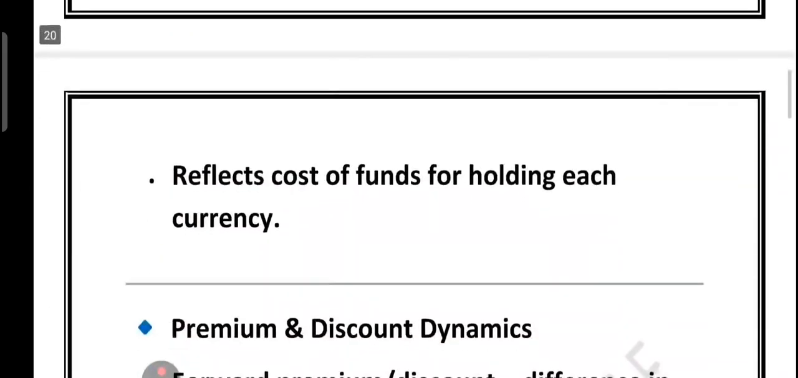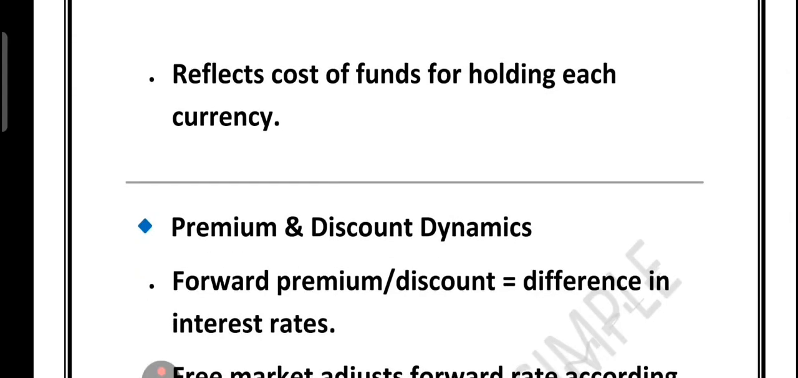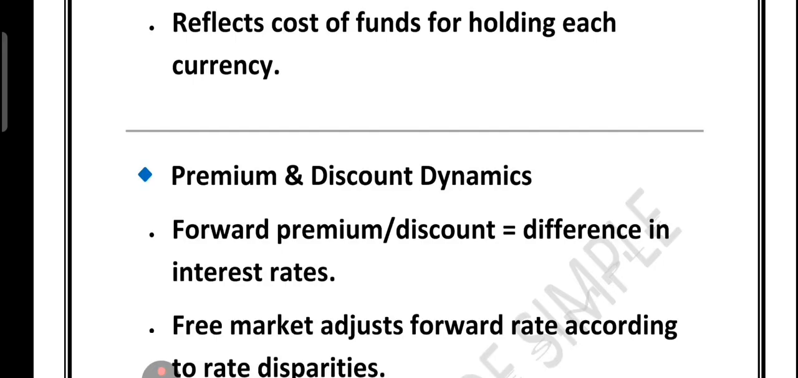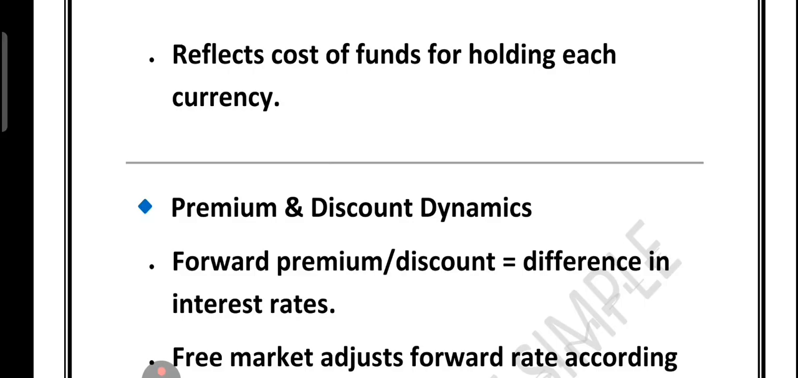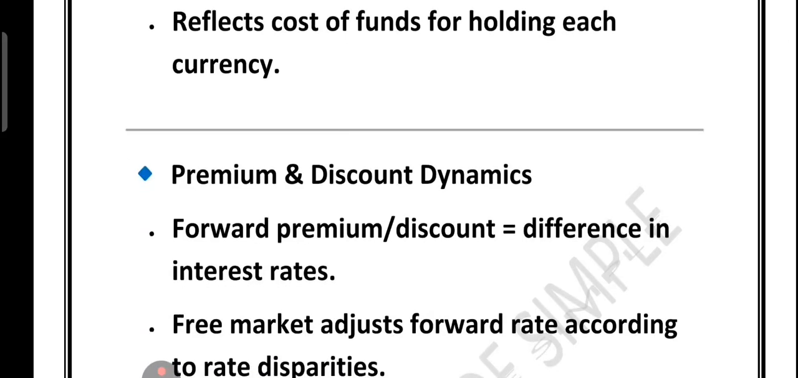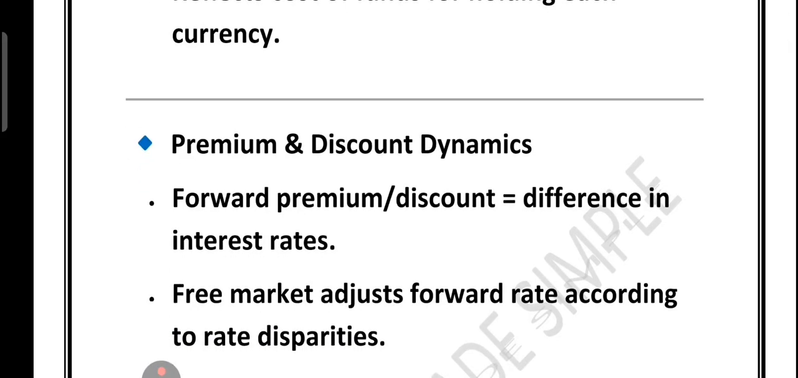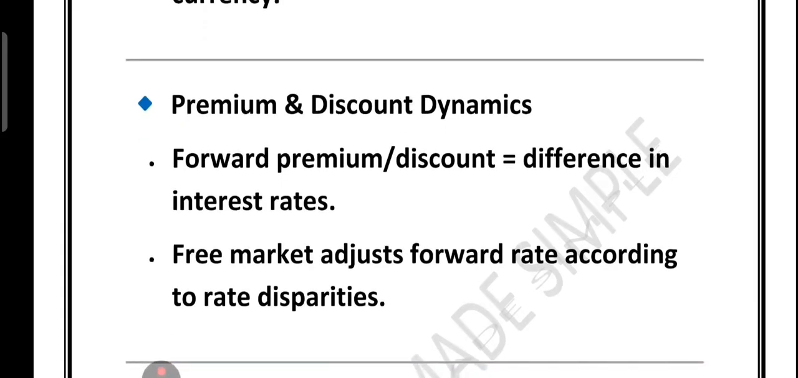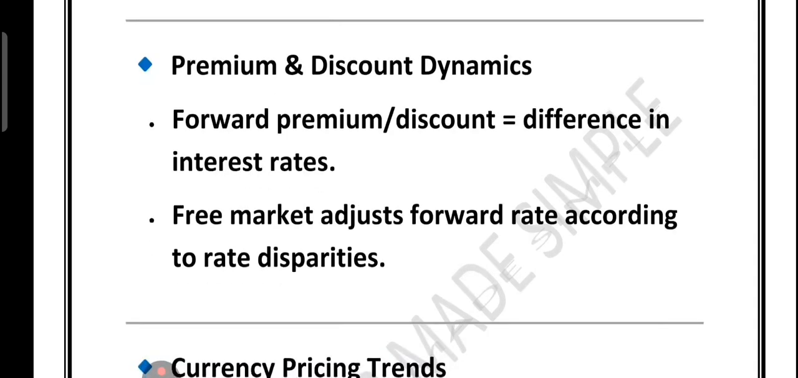You can think of it like this. If you are holding one currency, there is a cost or a benefit depending on that country's interest rate, right? So suppose you are holding one currency, there is obviously a cost of funds, or benefit, depending on that country's interest rate. So the forward rate adjusts itself to reflect this cost of carrying or holding a particular currency over time. In simple words, we can say the forward rate bridges the gap between the current rate and the difference in the interest rate between the two currencies. This is what the forward rate does.